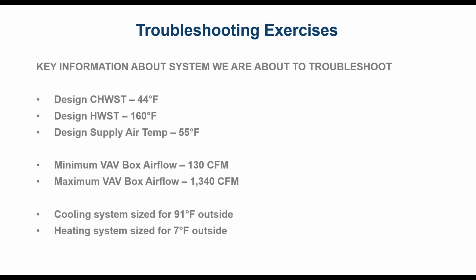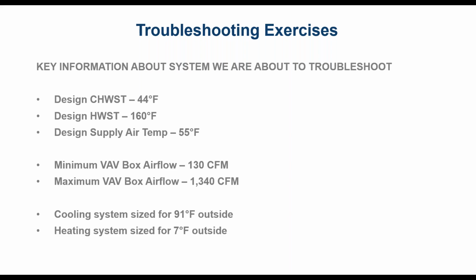Okay, so now we're going to go into some troubleshooting exercises. But before we can really troubleshoot issues on an HVAC system, yes, we need to know the sequence of operation, but we also need to know some important information about how the system was actually designed. So, for instance, on the system we're going to be looking at, the chilled water supply temperature, the temperature of the chilled water leaving the chiller when the chiller is operational, was designed to be 44 degrees on like the hottest day of the year.